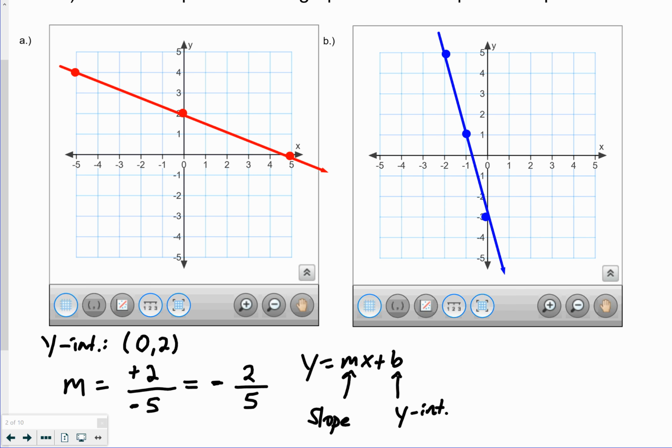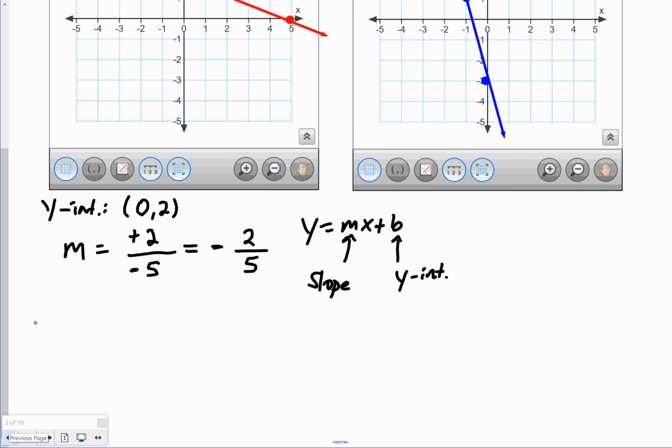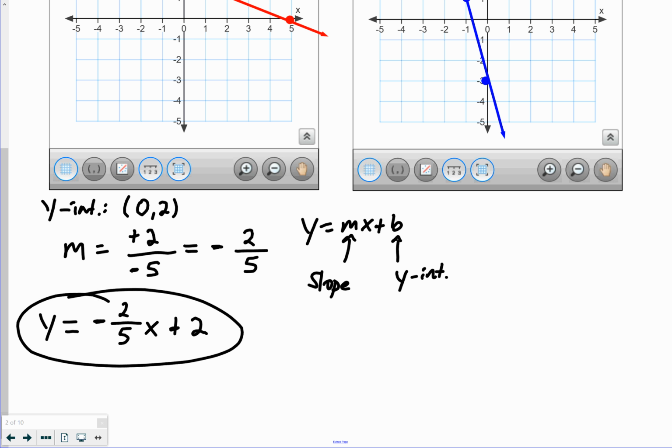Everybody good? Okay, so let's write the equation. Y equals, the slope is negative 2/5, so negative 2/5 x. The y-intercept is 0, 2, so what am I going to write to finish this? Make sure there's an operation there. Plus 2. So if it had been 0, negative 2, what would I have written here? Minus 2. You could write plus negative 2, but that's the not cool way. Any questions on how I got the one for the red? Everybody good on the one in red?